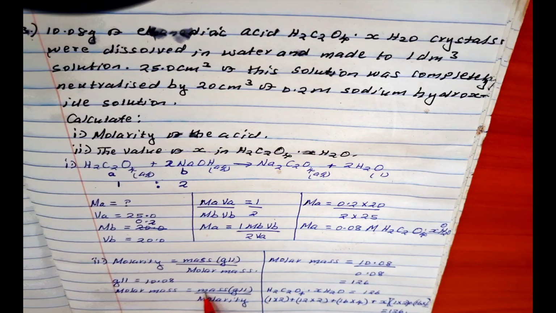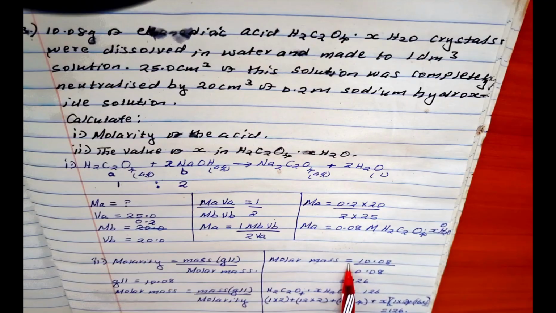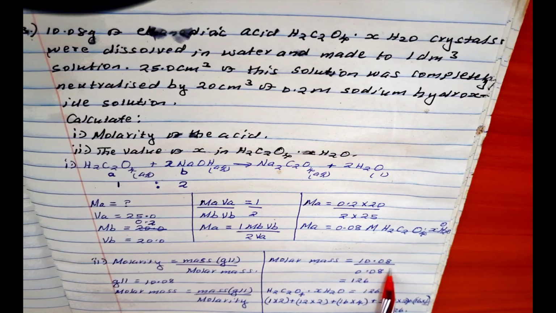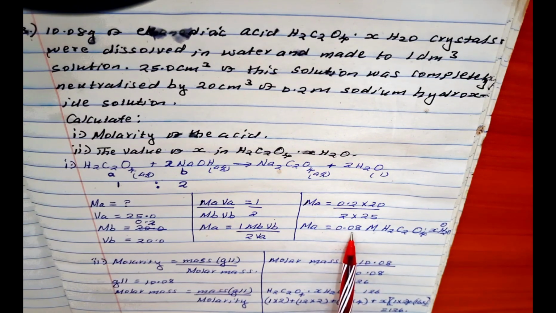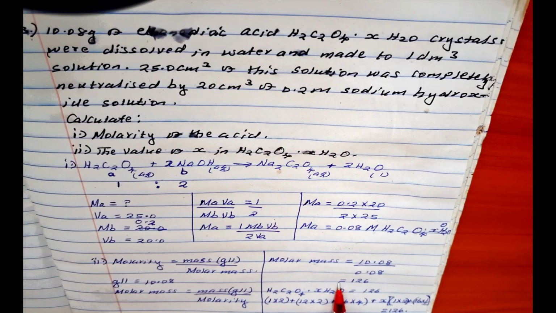So molar mass is equal to mass in grams per liter divided by molarity. The mass in grams per liter is 10.08, which is the one you have written here. We divide by the molarity, which is the answer you obtained in Roman 1 of the question. 10.08 divided by 0.08 should give us 126.